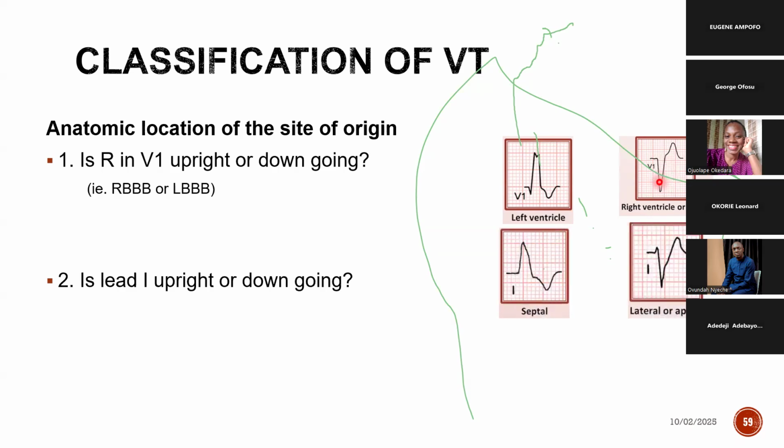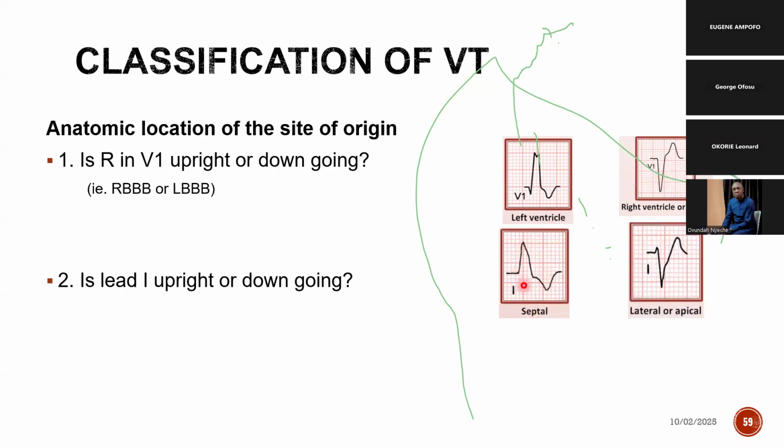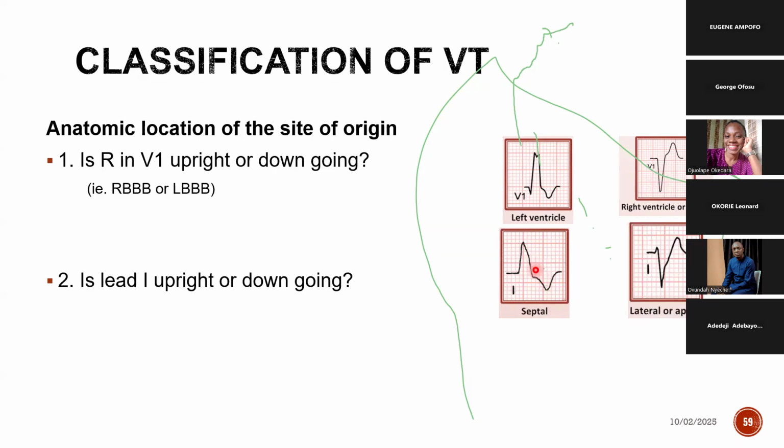And then when we come to lead 1, positive deflection means the impulses are going towards the particular lead. And lead 1 is on the left side. So if the QRS complex is more positive, then it means the lesion is coming from the right side. So in this case, the right ventricle or the septum, but usually most likely the septum. And if it is more negative, it means the waves are going away from lead 1, so away from the lateral side. So the lesion will be on the lateral side or the apex of the left ventricle.